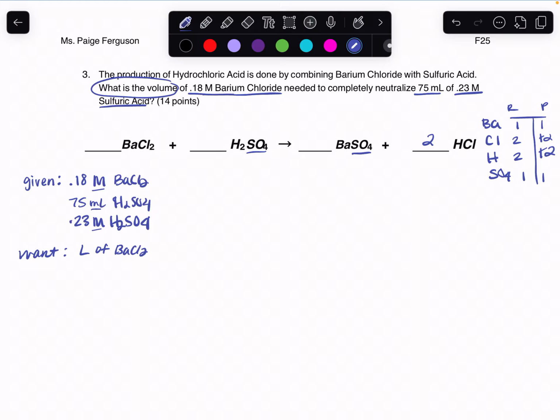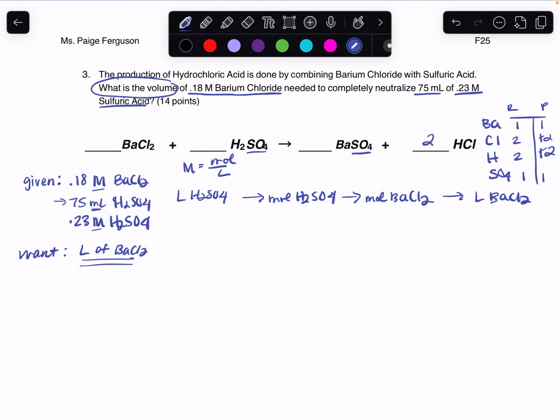Let's write a pathway. I'm going to start right here with liters of H2SO4, and we're going to have to convert, we'll do that in a second. We go from liters of H2SO4 to moles of H2SO4, because that fits with molarity equals moles per liter, and I can use it to cancel. The middle step is the same as in our theoretical yield: I'll turn this into moles of what we want, which is barium chloride. And then we can convert back to liters of barium chloride, because that is what the question is asking for.